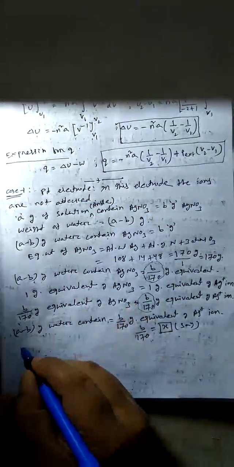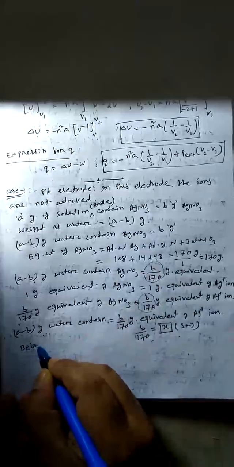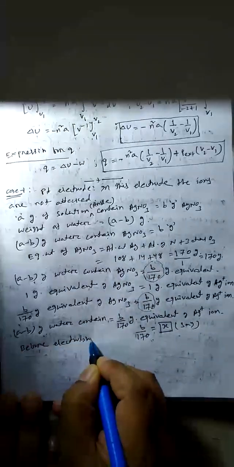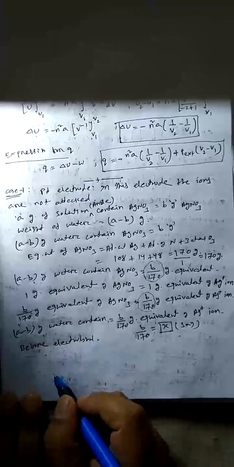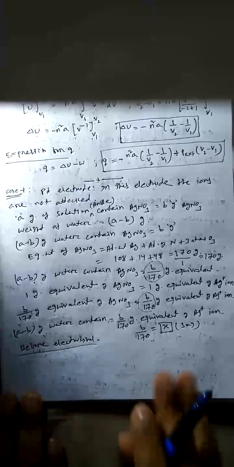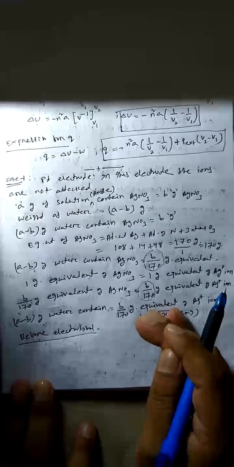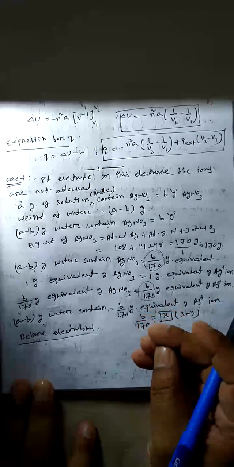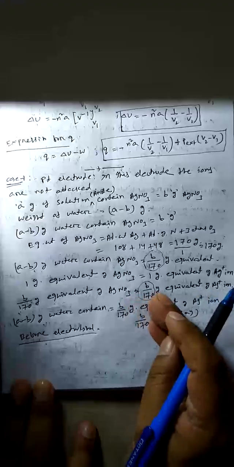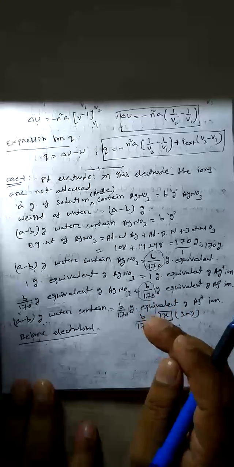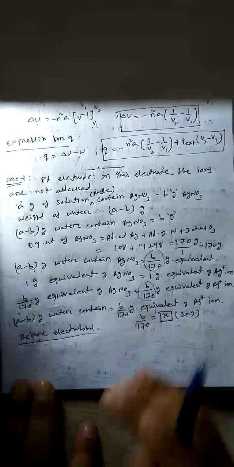Then before electrolysis, what happened? Before electrolysis means when we do not apply current initially, because in electrolysis we pass 10 to 20 milliampere of current for 2 to 3 hours. When that current is not passed in the solution, that is called before electrolysis.